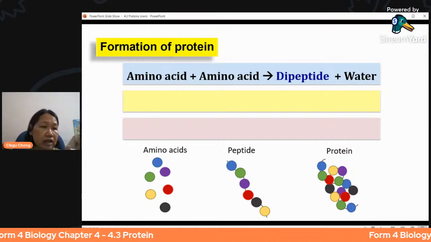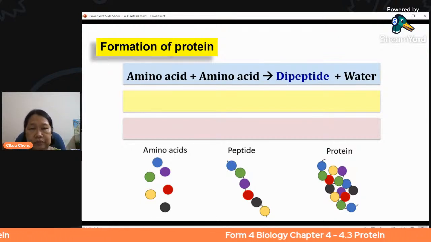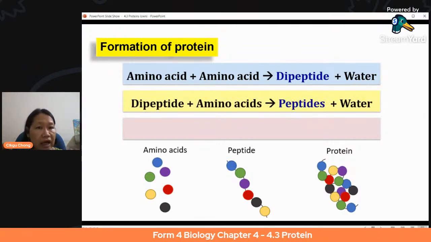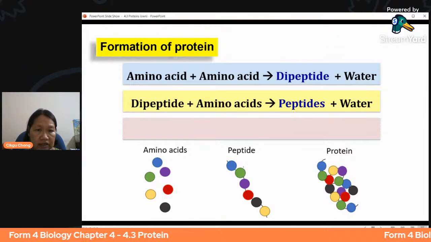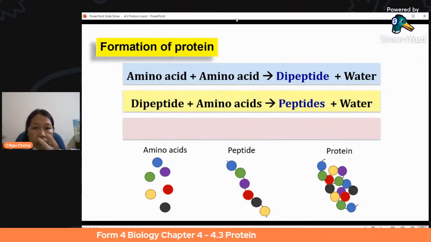Okay, now let's say I've got a dipeptide. I want to make it longer. Okay, what do I do? I got to add more amino acid. So when I add more amino acid, I get a longer chain. You can see the one in the middle here is called a peptide. A peptide is just longer than the dipeptide. All right, but still not a protein molecule yet, yeah?